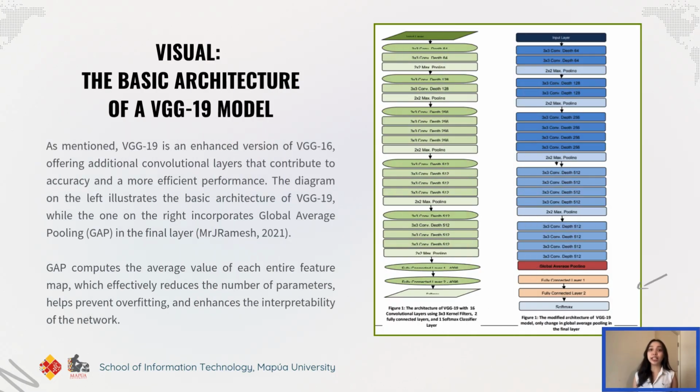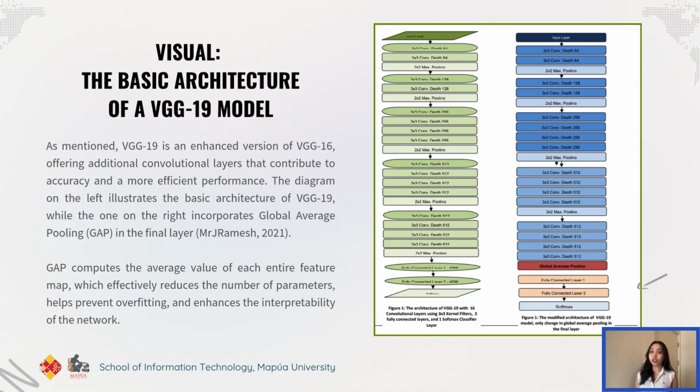Moving on, the VGG19 model, an enhanced version of VGG16, is a fundamental component in computer vision tasks. It incorporates additional convolutional layers, increasing depth and resulting in higher accuracy and efficient feature learning. The basic architecture has uniform 3 by 3 convolutional filters and 2 by 2 max pooling for downsampling.